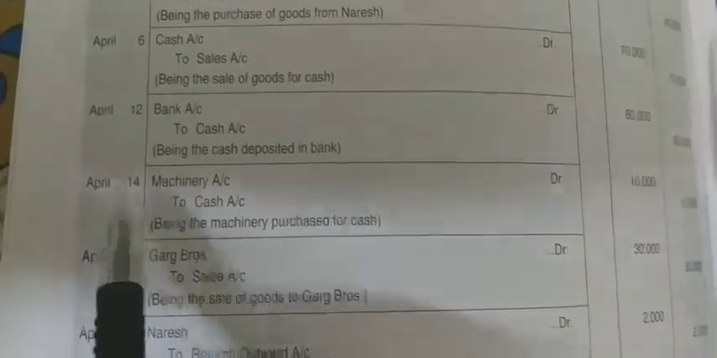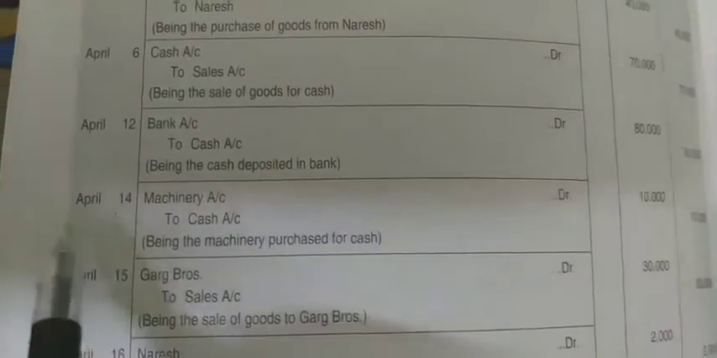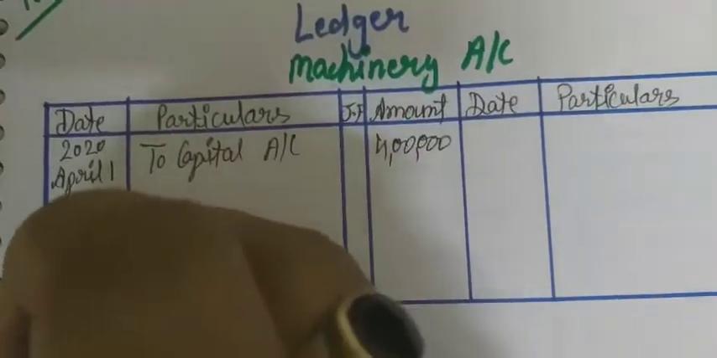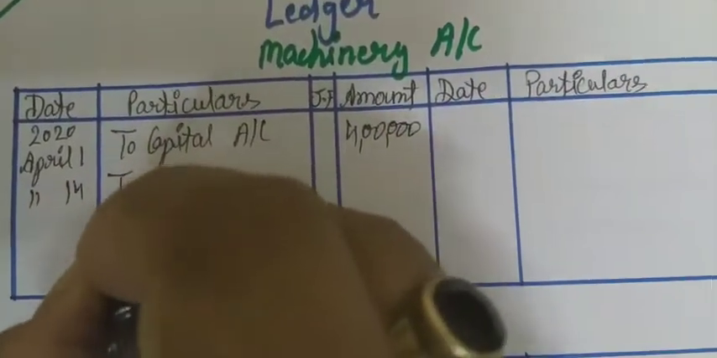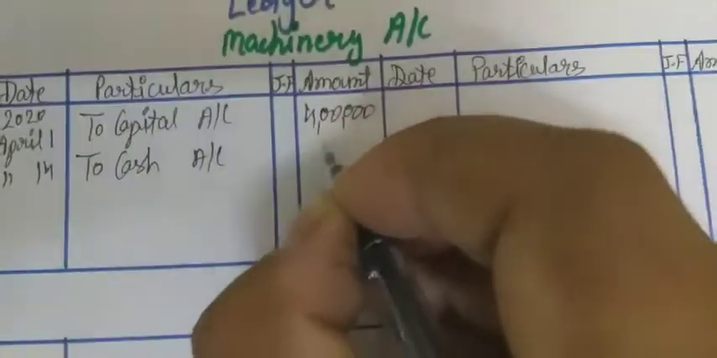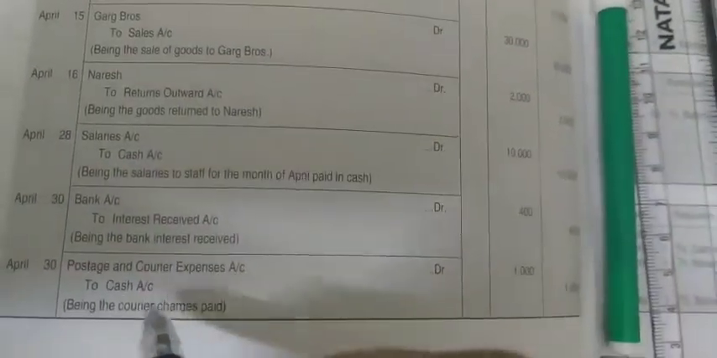Yes, the next one is on April 14. Machine account of rupees 10,000 is also debited, with the cash account credited. So April 14, to cash account by rupees 10,000. Is there any other transaction related to the machine account? After April 14, students, there is no machine account entry.